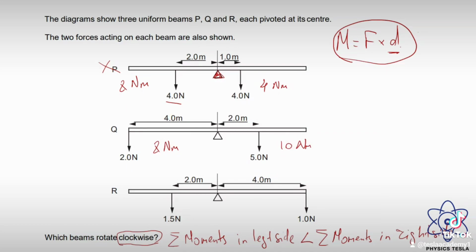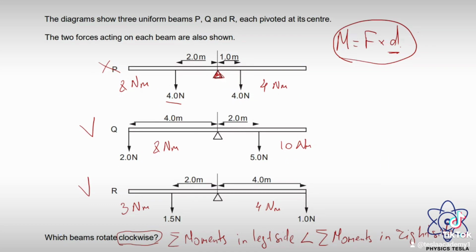So the right side moment is bigger than the left side, so beam Q will rotate in the clockwise direction, but here it will be anti-clockwise. Okay, now R: 1.5 multiplied by 3 gives 3 Newton meter for one side, and for the other side, 4 Newton meters. So again, the right side moment is bigger than the left side, so this beam will also rotate in the clockwise direction.